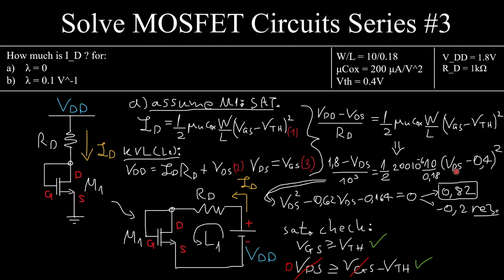Which means that VDS is 0.82. And now that VDS is 0.82, I go back and replace the value over here, and I have an ID of 0.98 milliamps. All right, and that's it. Wasn't that hard?